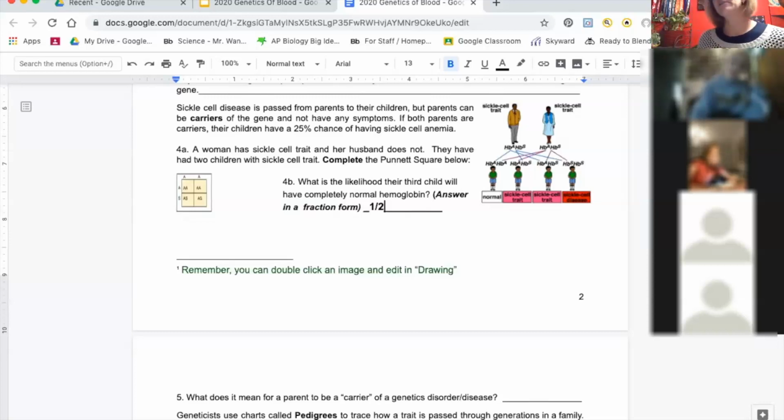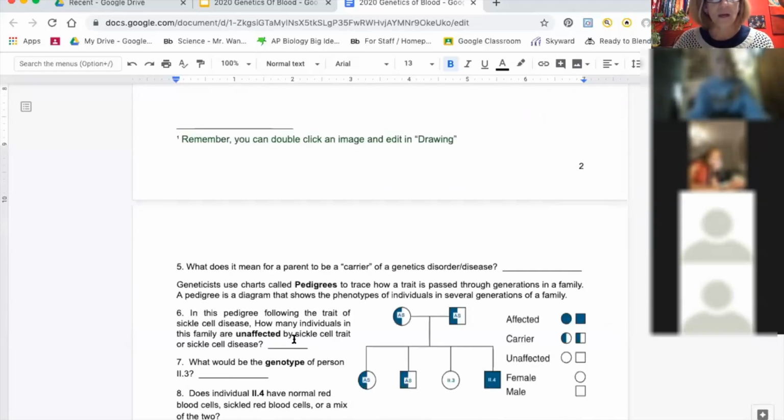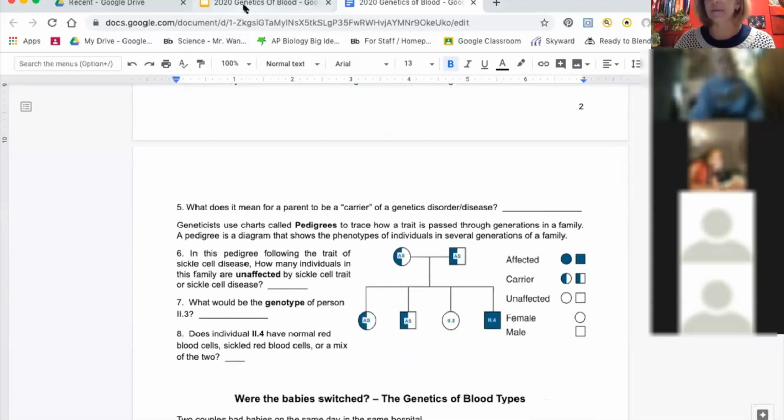So it doesn't matter if every child has the trait. Each child has the Punnett Square possibility, right? And as we learned with our flipping of the coin, it's not guaranteed that it's going to come out in that fraction. But if we looked at a very large population, as we did with the whole group data, we'll get much closer to that trend. Okay? All right, so back to the PowerPoint.